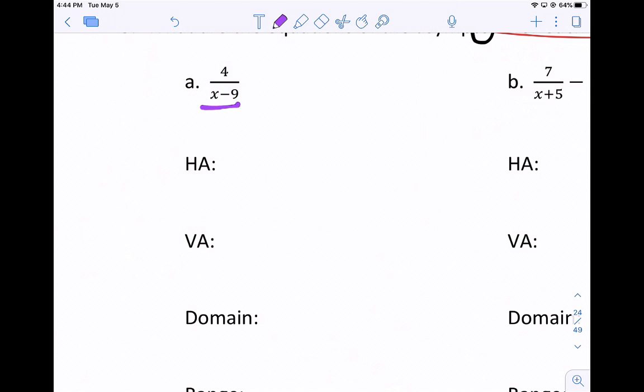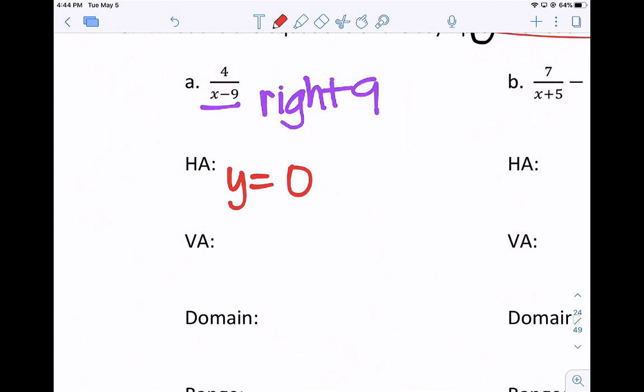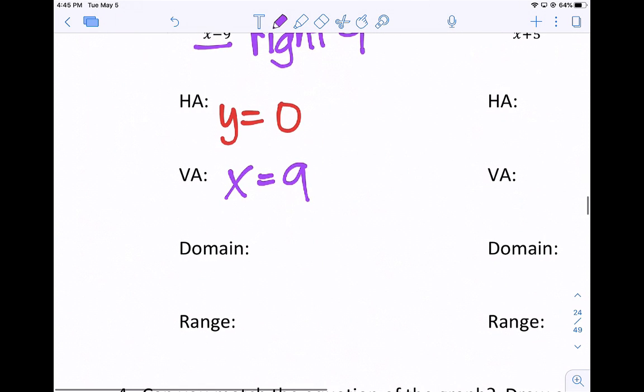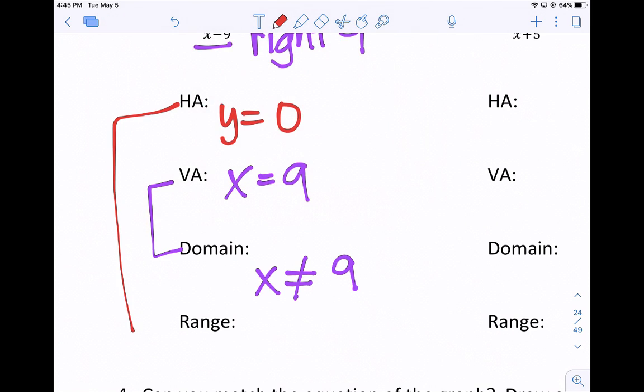And so this one goes to the right 9. So the horizontal asymptote did not change. Horizontal is y equals, and it didn't change. But the vertical asymptote went right 9, so x equals 9. And then the domain is x value, so x is everything but the vertical asymptote. And the range is everything but the horizontal asymptote. So we say x can't be 9 and y can't be 0 because there's those invisible fences there.